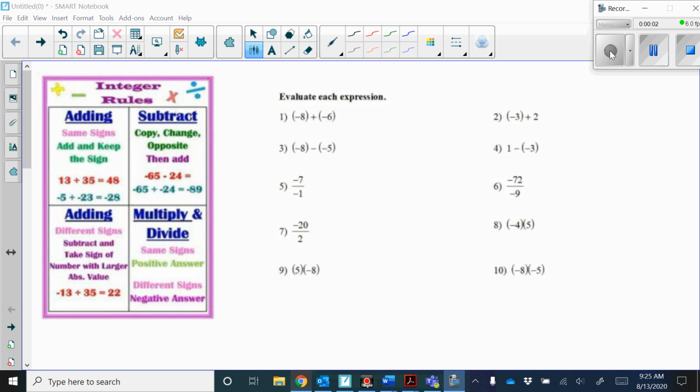Okay, so everybody should have this in front of you. We're just going to review these integer rules. Start off with addition.